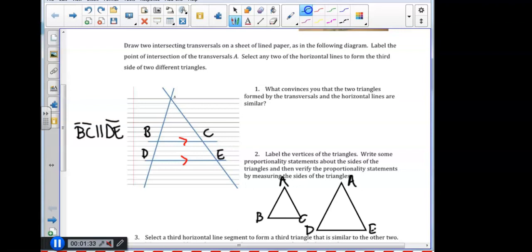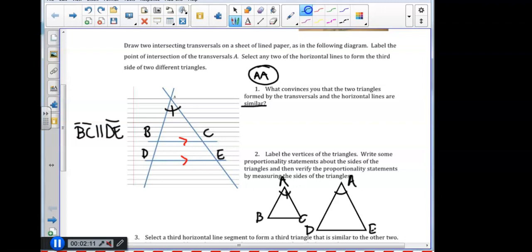In 1, it says what convinces us that the two triangles formed by the transversals and the horizontal lines are similar. We'll recall our two properties of similarity. We do know that triangles can be similar if we only know two angles, which was our angle-angle similarity theorem. If I look at the smaller triangle, triangle ABC, and then the larger triangle, triangle ADE, I do notice that both of those triangles share angle A, which means that those two angles are congruent.